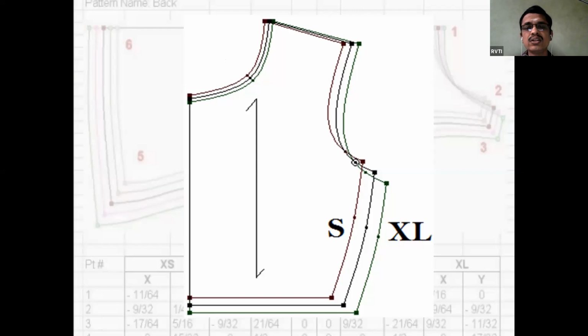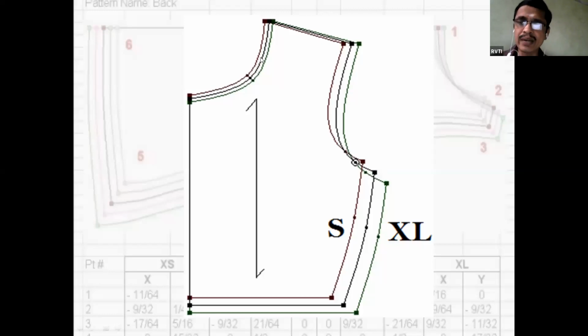Okay. So further, we should also know about increment. I am preparing a size pattern, then I have to increase. The M pattern will be in blue line. So I have to increase the neck depth and neck width.